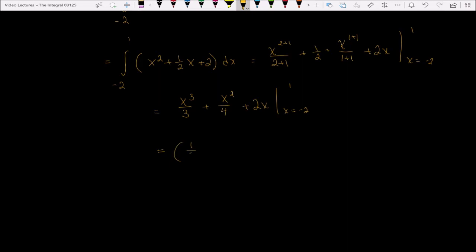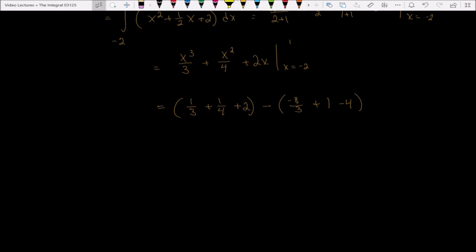When x is 1, we're going to have a third plus a fourth plus 2, minus, now when x is negative 2, negative 8 thirds plus 4 over 4, which is 1, minus 4. And this whole thing will evaluate out to 33 over 4.